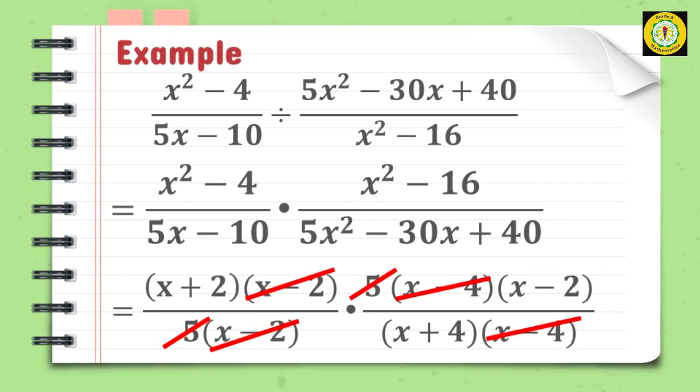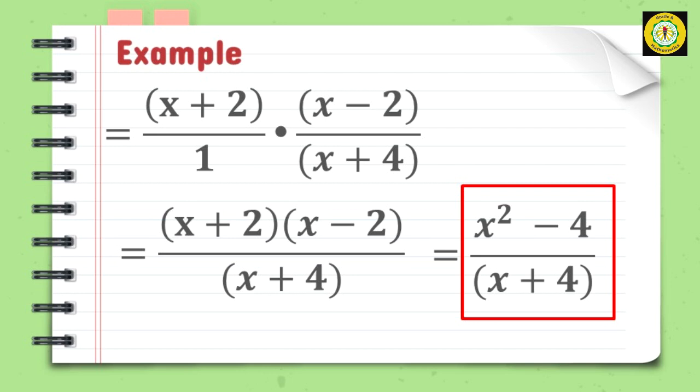Last example. x squared minus 4 over 5x minus 10 divided by 5x squared minus 30x plus 40 all over x squared minus 16. First, reciprocal of the divisor. Next, get the common factors. Then, simplify by dividing. Multiply the numerators and denominators. The answer is x minus 4 over x plus 4.